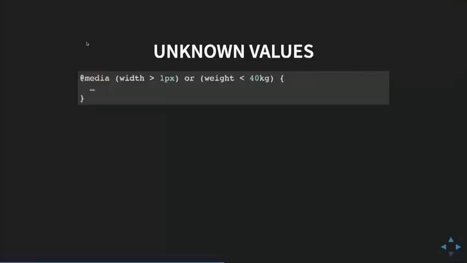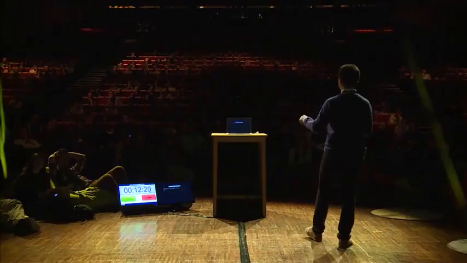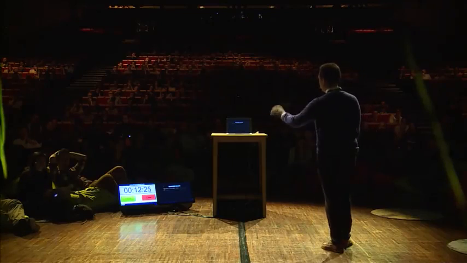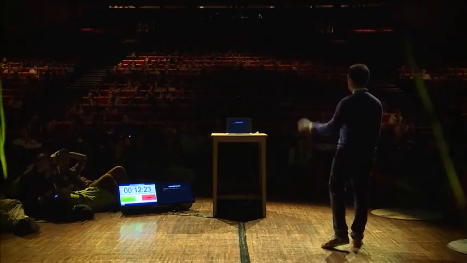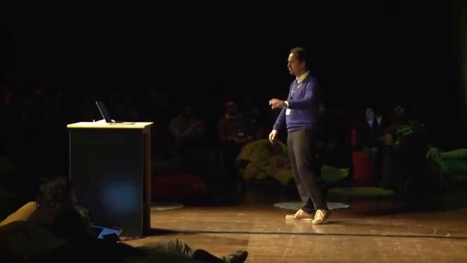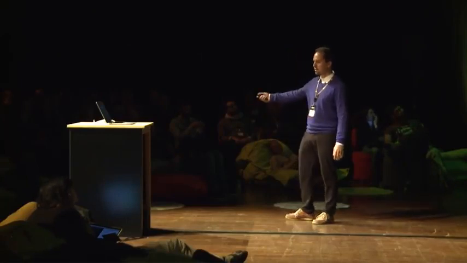Here is another one that should help with error handling. So if my page is at least 1 pixel wide, okay, that's probably going to be true, and weighs less than 40 kilos. Back in the days, this would be a syntax error and it would fail. But it shouldn't have to. If it's at least that wide or weighs less than 40 kilos, you already know the first half is true. True or whatever is true. It doesn't matter that the rest is unknown.